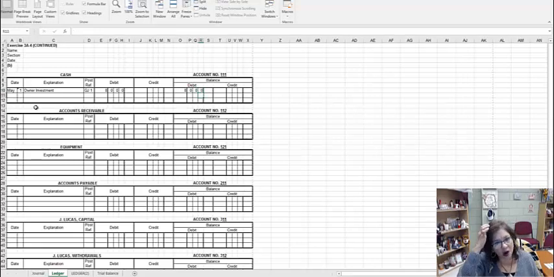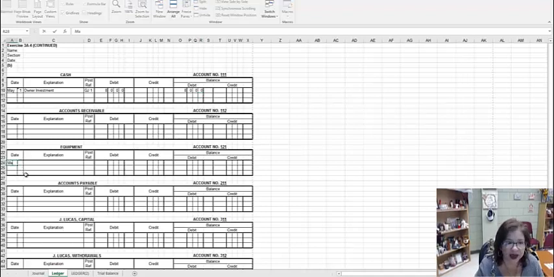So see what we're doing here? We're taking every transaction that happened for cash, for anything that we've done. This is what we're going to be doing. We're going to put everything else in. So for the next one, she had equipment. So here we go. Equipment right here. You're going to put in May. And it's going to be on May the what? May the 4th. Okay. Explanation is purchased equipment.